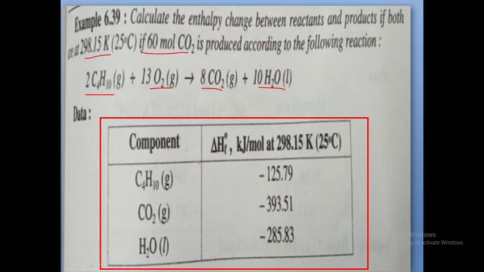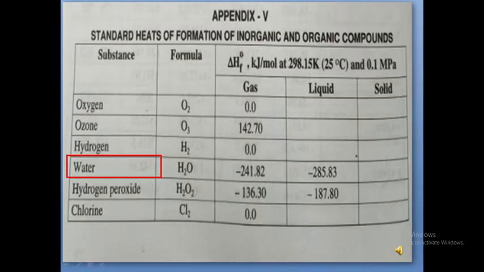So how will you take these components' standard heat of formation values from the table? We will discuss. This is Appendix 5, standard heat of formation of inorganic and organic components. The first column is the component, the second column is the formula, and the third column is the standard heat of formation data for the gaseous, liquid and solid component, in kilojoule per mole at standard condition. What are the standard conditions? 298.15 Kelvin or 25 degrees Celsius and 0.1 megapascal. Are you clear or not?